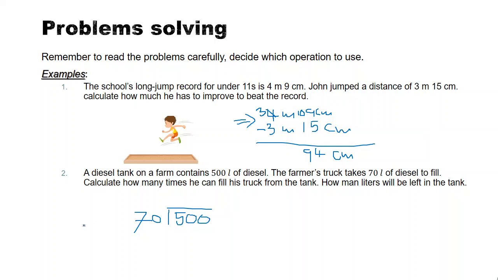Now 70 goes into 500 how many times? Okay, so 70 can go there 7 times. Then say 7 times 70 is what? That is 490. Then you underline, you subtract.